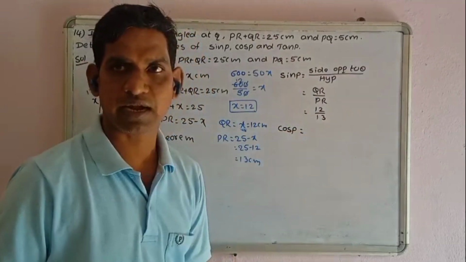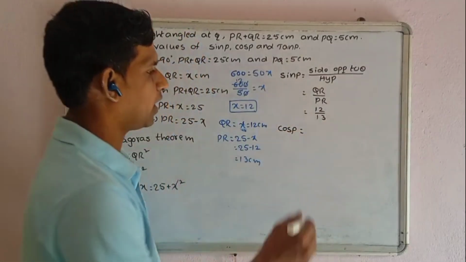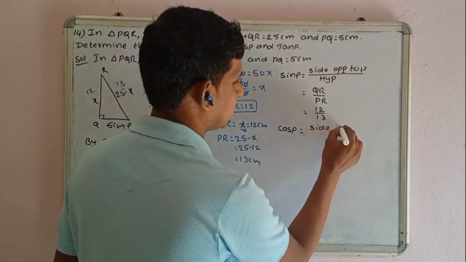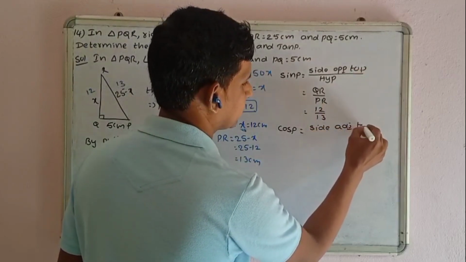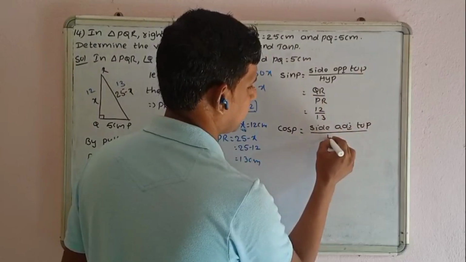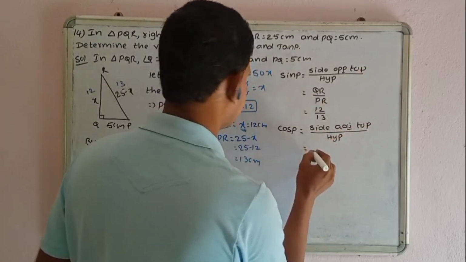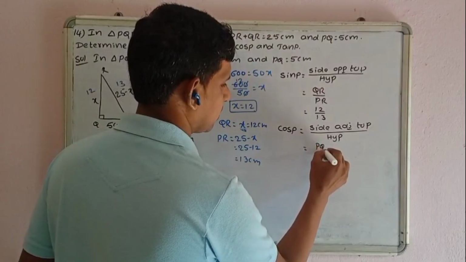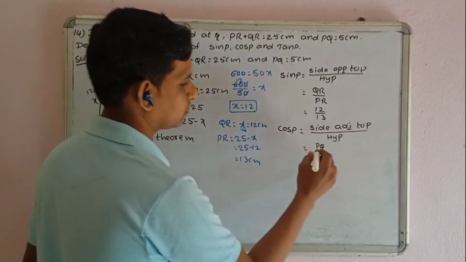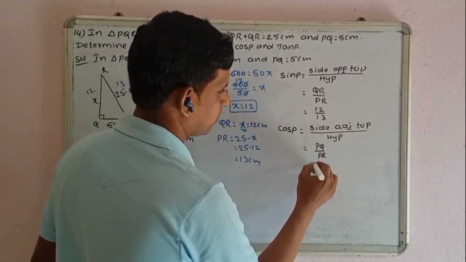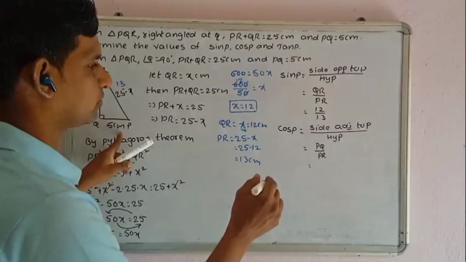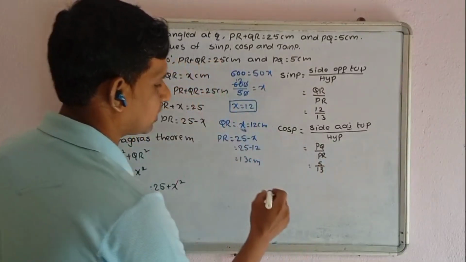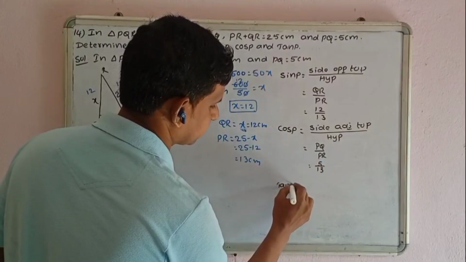Second one is cos P. Cos P means side adjacent to P over hypotenuse. So side adjacent to P is PQ. Hypotenuse is PR. PQ value how much? PQ value 5. PR value 13.